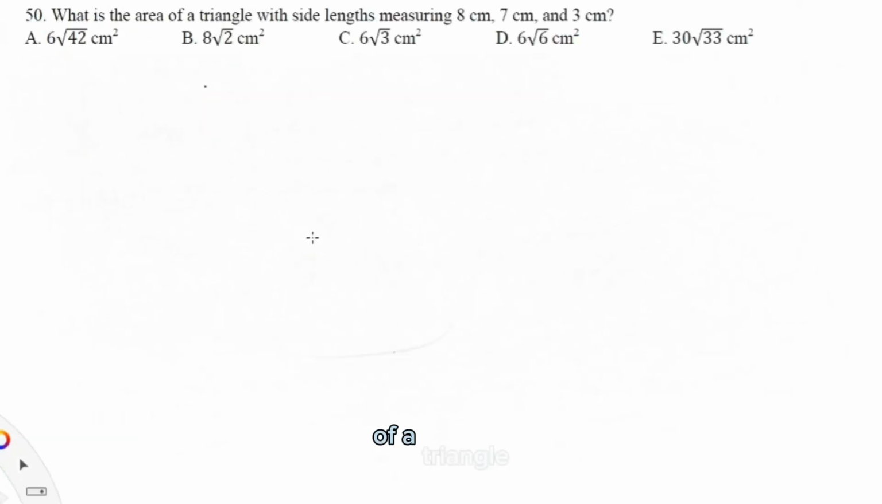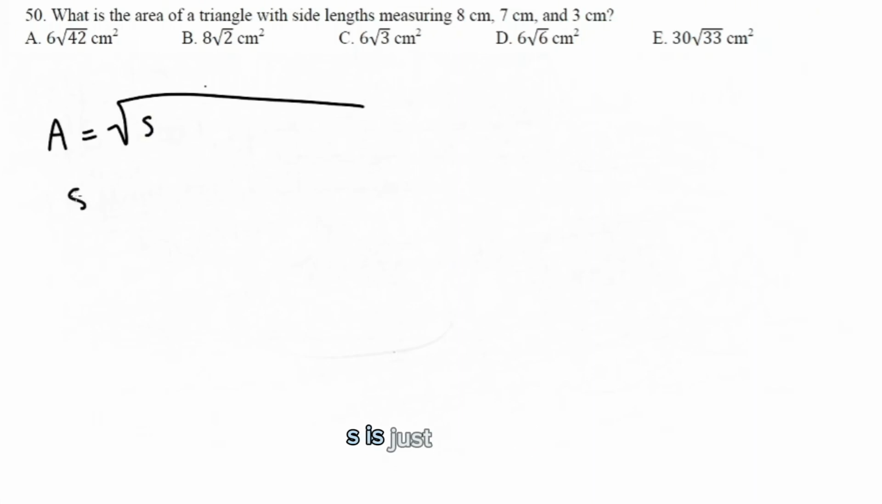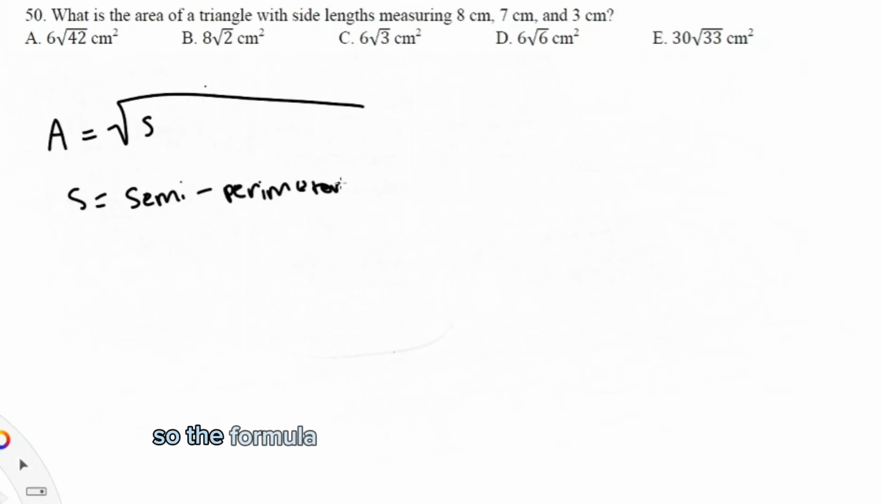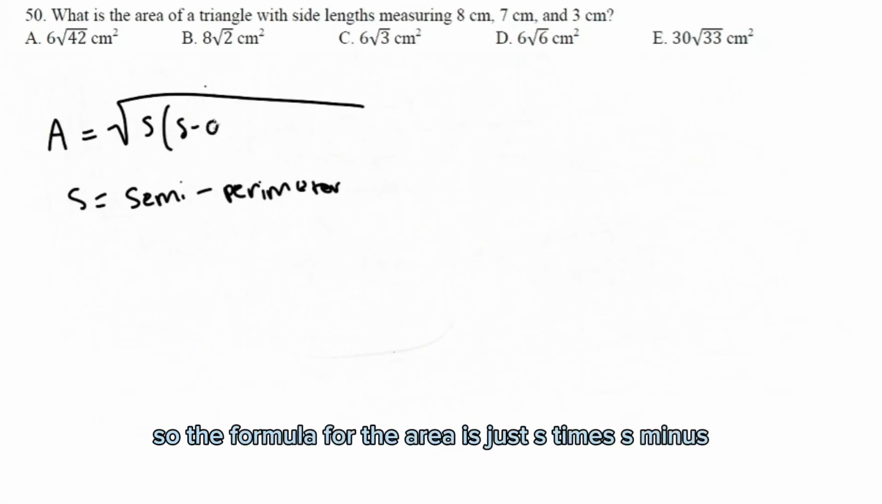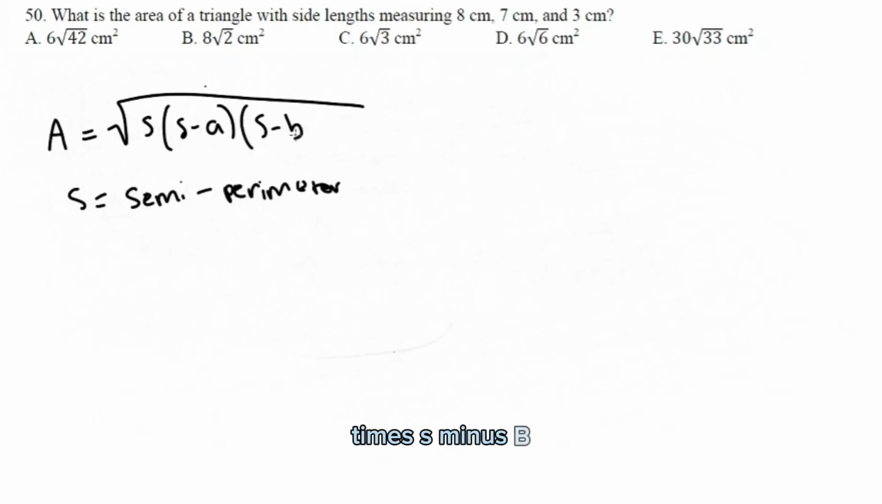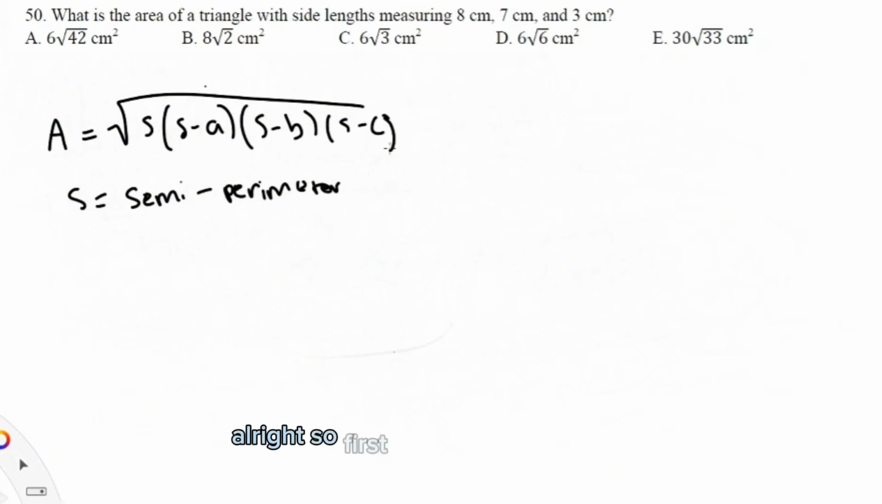Next, what is the area of a triangle with side lengths measuring 8 centimeters, 7 centimeters, and 3 centimeters? The given triangle is a scalene triangle because all three side lengths are a different measure. The formula to find the area of a scalene triangle is area is equal to the square root of s, where s is the semi-perimeter. The semi-perimeter is just half of the perimeter. So the formula for the area is s times s minus a times s minus b times s minus c. First, let's find the perimeter.